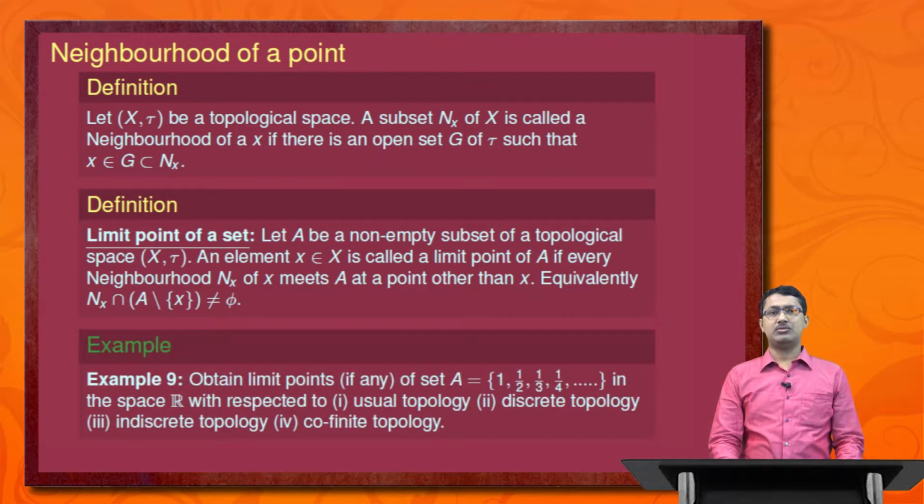For example, we obtain the limit points, if any, of the set A equal to {1, 1/2, 1/3, 1/4, and so on}. It is a well-known set. We consider it in the space R with respect to the topologies: first the usual topology, next the discrete topology, then the indiscrete topology, and also the cofinite topology.